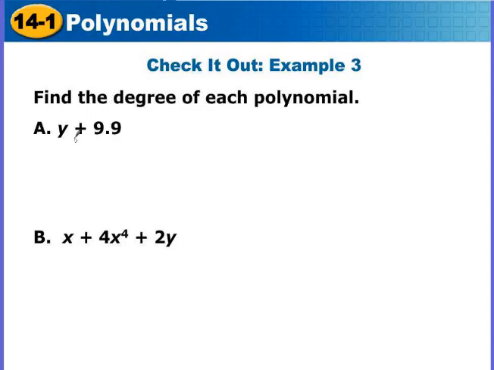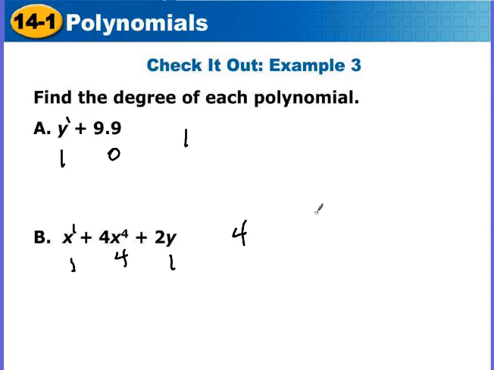Okay, so A, you've got y again to the 1st degree, so it's going to be to the 1st. This 99 doesn't have a variable, so it doesn't have exponents on the variable, so it's to a 0. So this one is to the 1st degree. Okay, so this x is to the 1st. This x to the 4th is to the 4th, so that's 1st degree, this 4th degree, and this is 1st degree, so this whole thing would be the 4th degree.